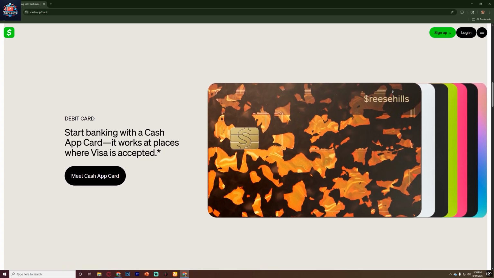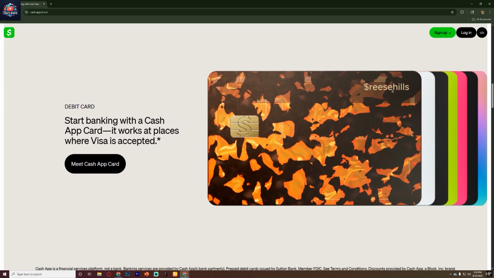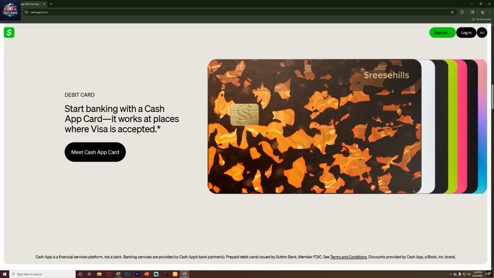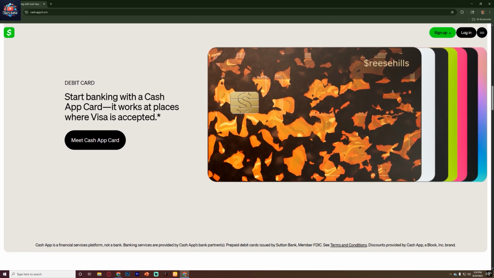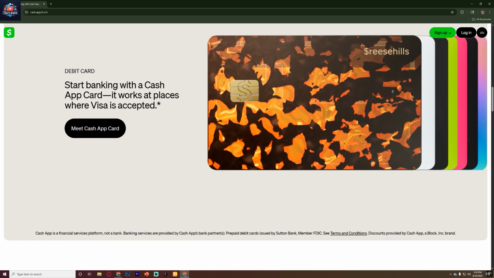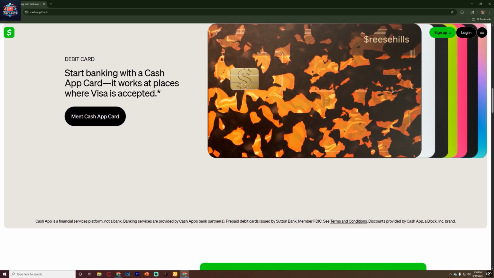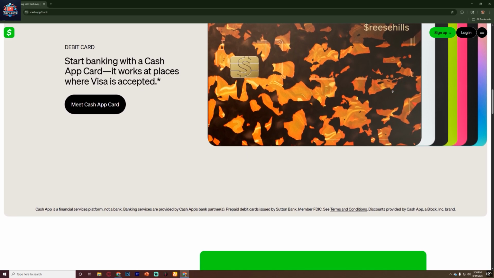So in short, Cash App can work perfectly fine without a bank account. You can receive money, spend it with your cash card, withdraw at ATMs, and even load cash directly at stores, all without ever needing traditional banking.